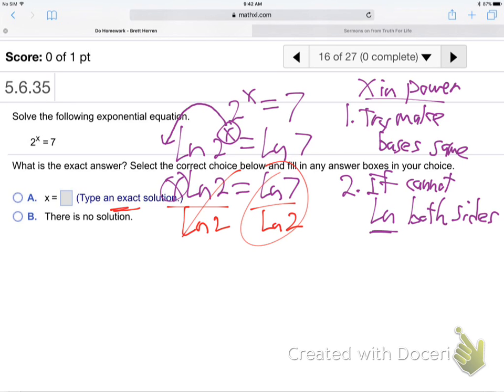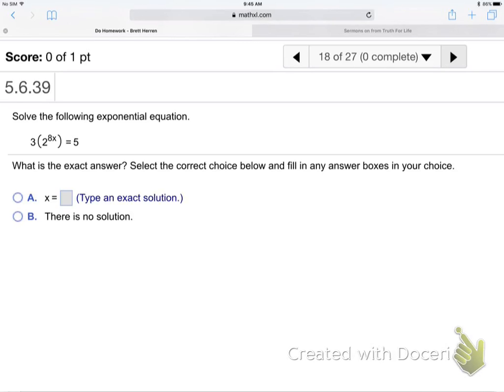Good? All right, so x is in power. Try to make the bases the same. If you can't, ln both sides. So we'll have to do an extra step here. Wait, there's a second part to it where they ask for the decimal. Yeah, so use your calculator. If they want the decimal, hit the buttons on your calculator.